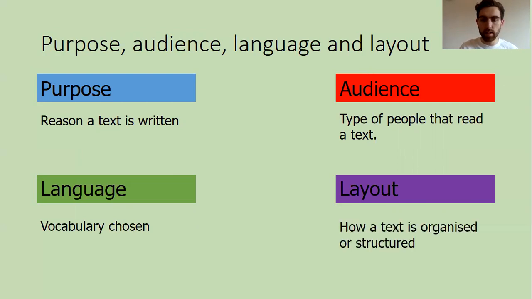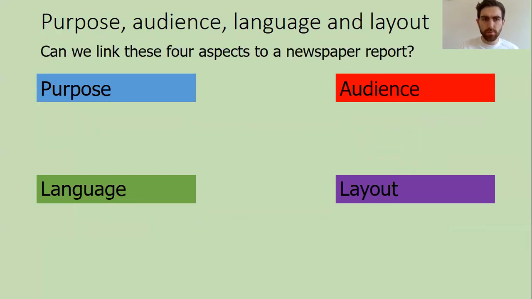And then finally, the layout. How is a text organized and structured? This is often how it might look on a page, okay? And that's really important to remember, how that piece of writing might look on a page. Okay, so now let's think about how we can relate all that information and link it to our newspaper report.